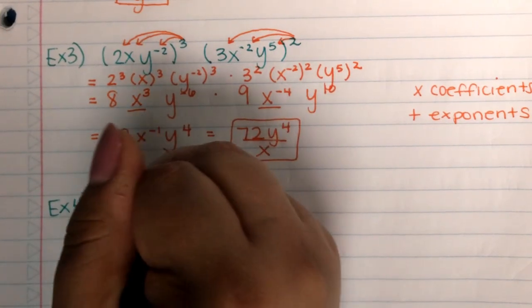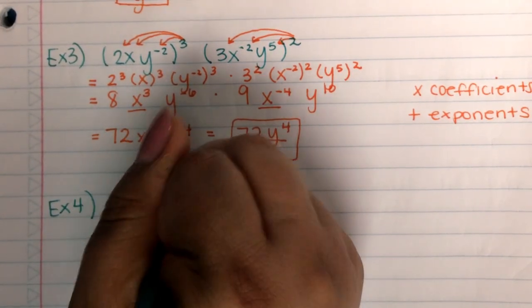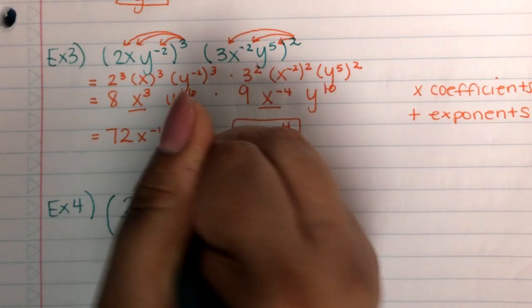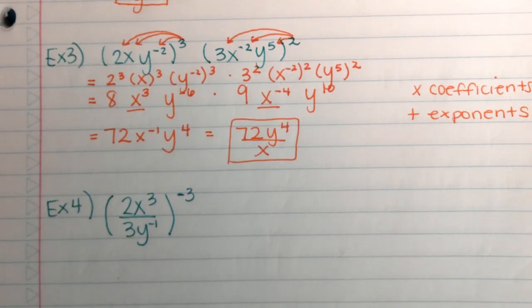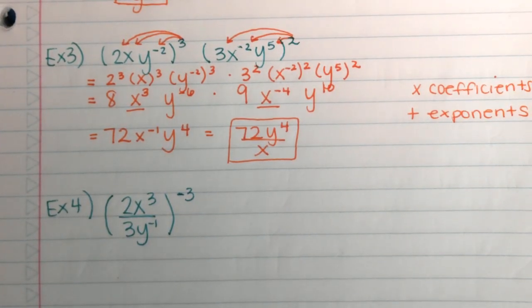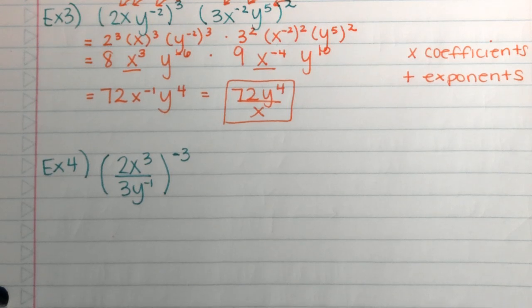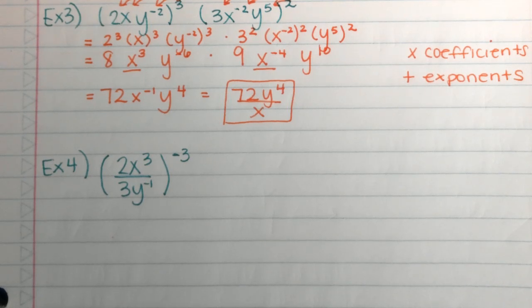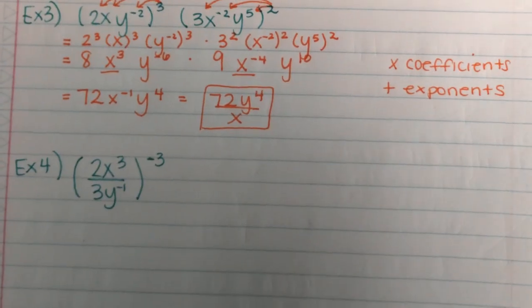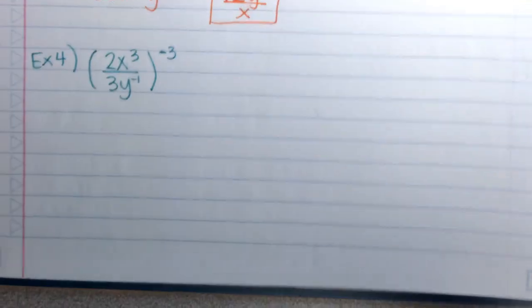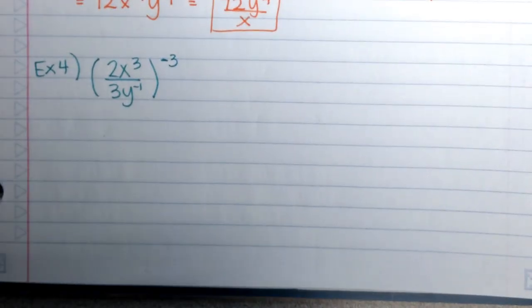What questions do I have? We're okay? Is any of this new? No. Two x cubed over 3y to the negative 1, all raised to the negative 3. What would you do here for this problem?